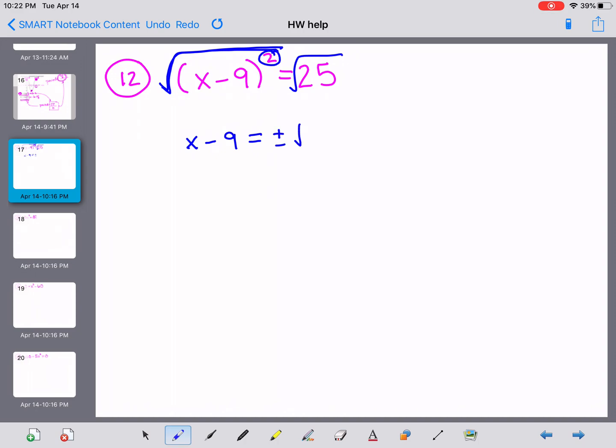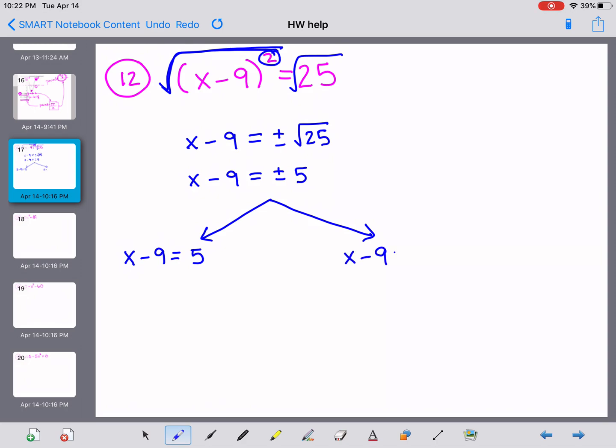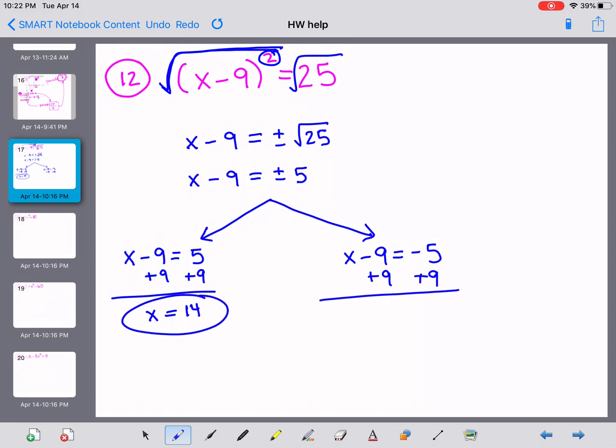as soon as you do square root, the plus or minus sign shows up, square root of 25. Now this problem is nice because the square root of 25 is a perfect square. It just becomes 5. And then from here, you want to split the problem up into two different equations. So x minus 9 could equal positive 5, or x minus 9 could equal negative 5. You're then going to solve those two equations, and you get 14 or 4. Those are your two answers.